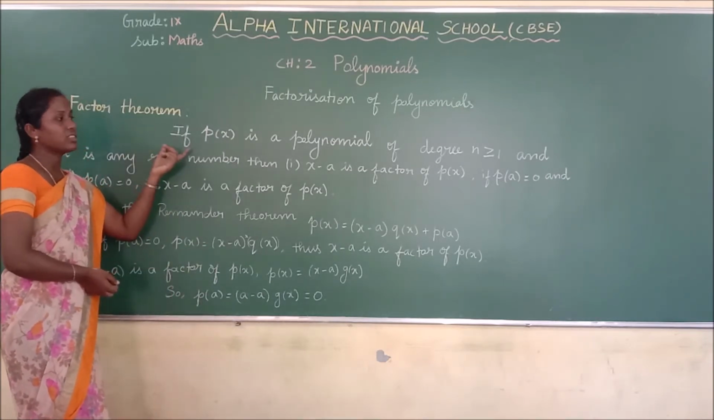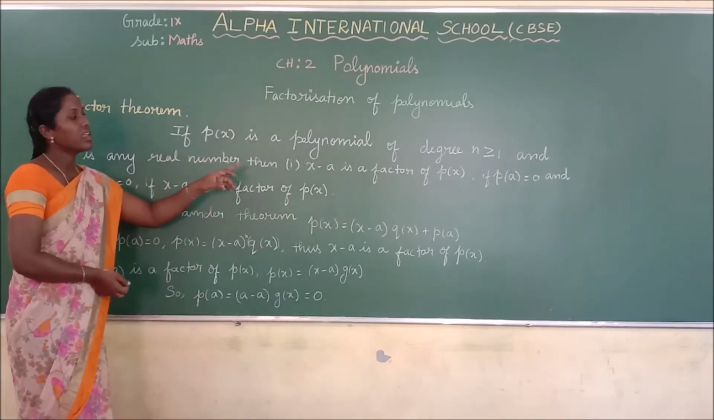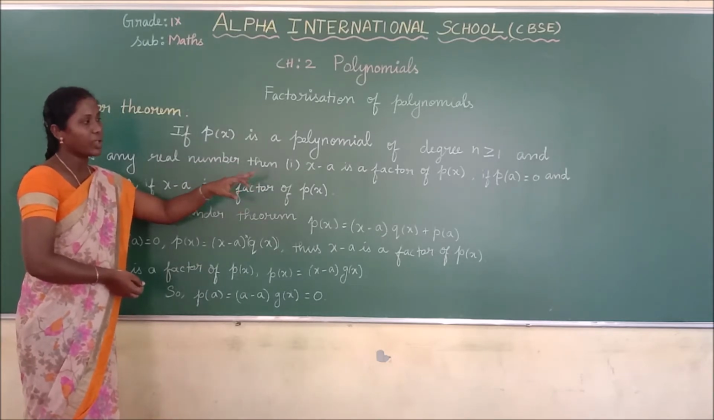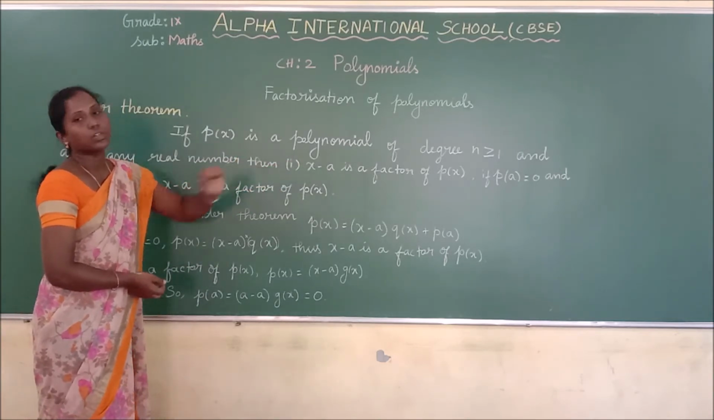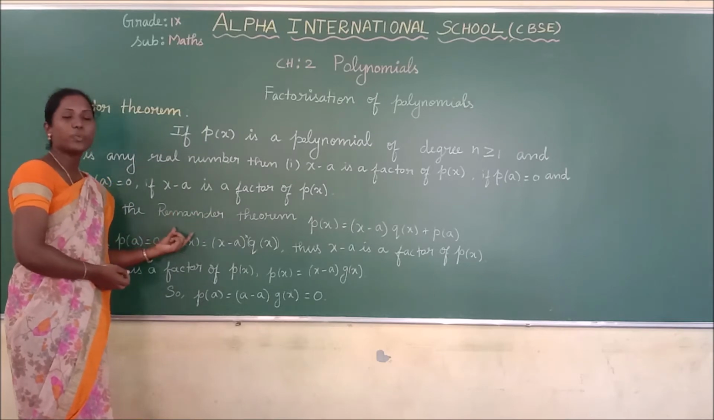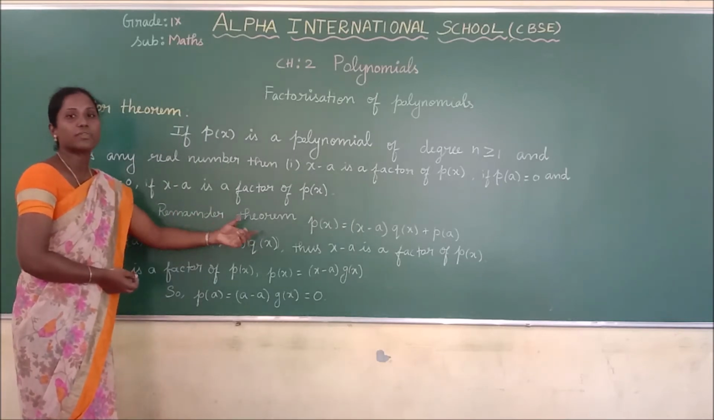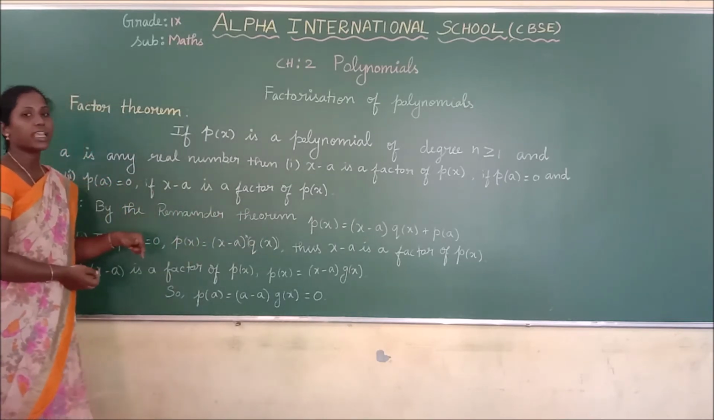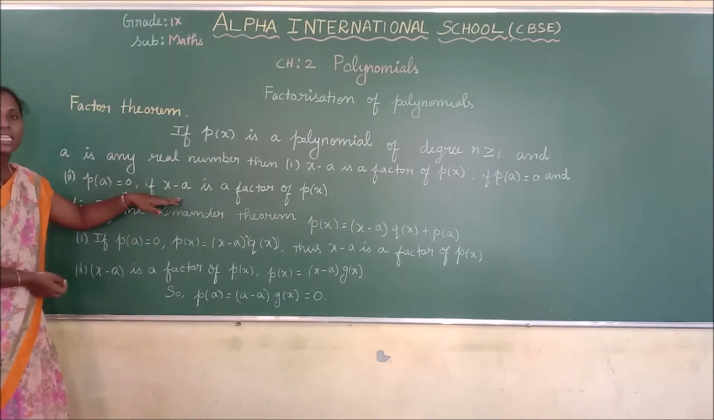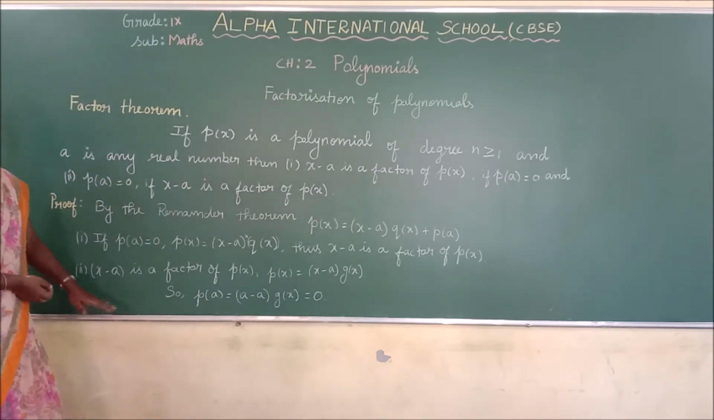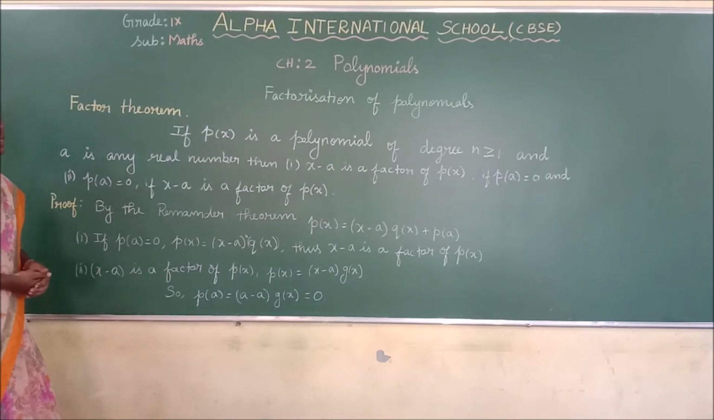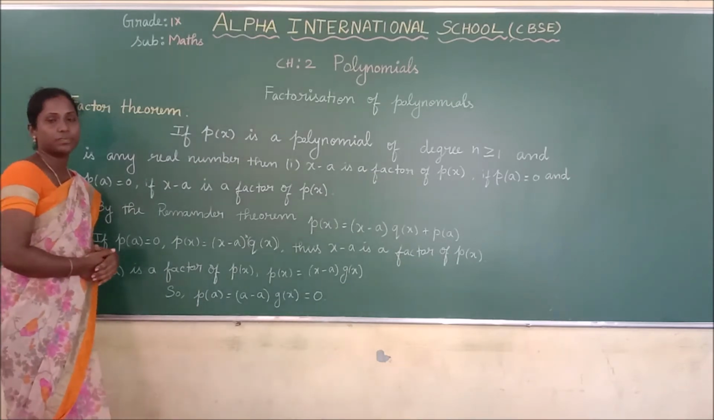So see the factor theorem. They have given the two cases. If p of a equals 0, we get x minus a is a factor of p of x. In the other case, if x minus a is a factor, we get the remainder p of a equal to 0. That's the factor theorem.